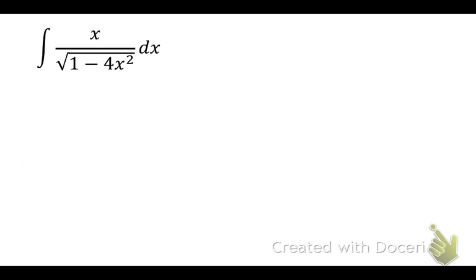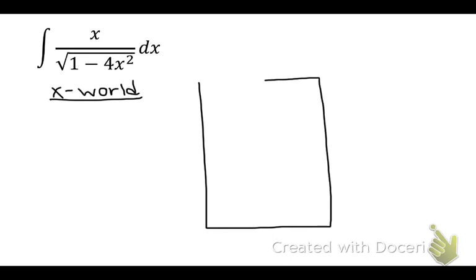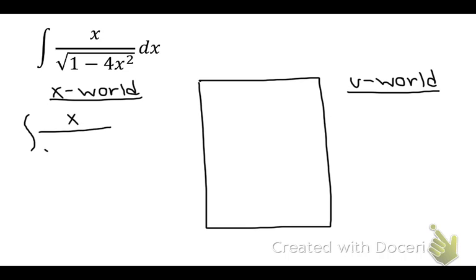Alright, the next one we're going to look at is the integral of x over the square root of 1 minus 4x squared dx. So just like the previous examples, we're going to start in X world. We've got to go through our box, end up in U world. Alright, so the integral we're looking at is x over the square root of 1 minus 4x squared dx.